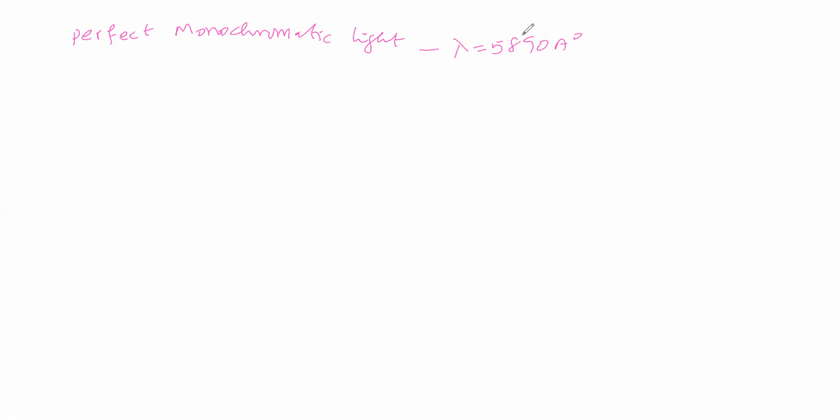Now we know that frequency is inversely proportional to wavelength. So if this light has one wavelength, it will have one frequency. It will not have more than one frequency. It will have one frequency.